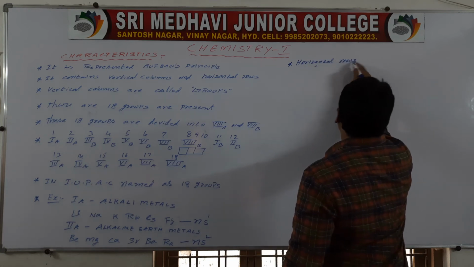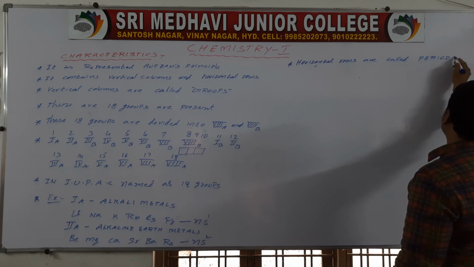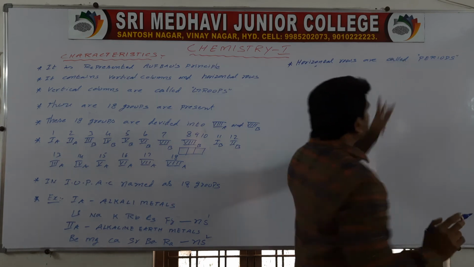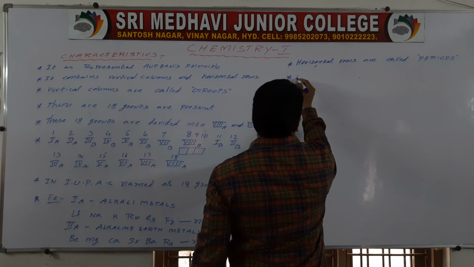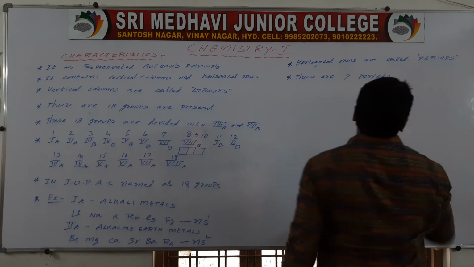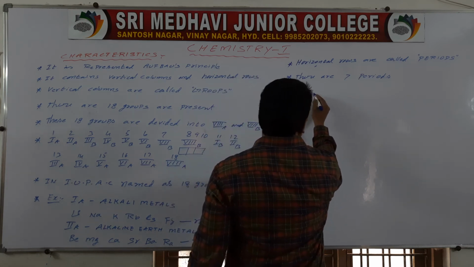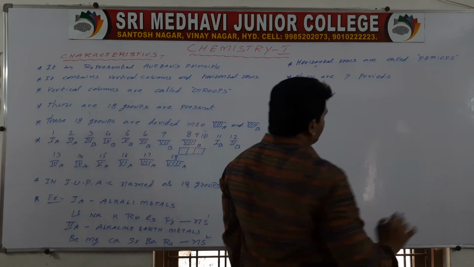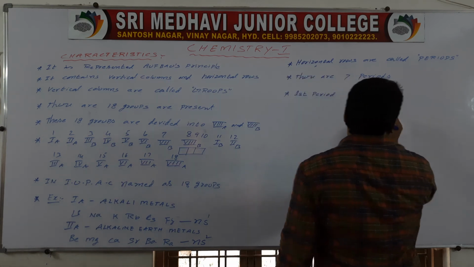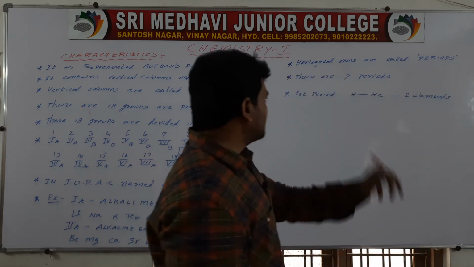Horizontal rows are called periods. What are horizontal rows? Horizontal rows means crossed lines, and crossed lines are called periods. There are 7 periods in the periodic table. The first period contains only 2 elements, hydrogen and helium. Only 2 elements in the first period.